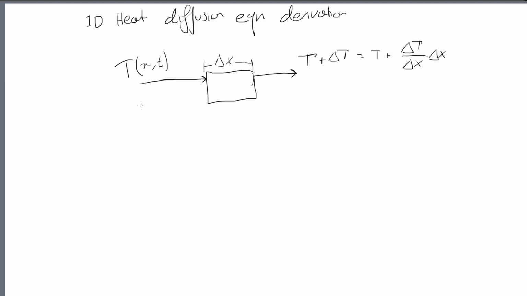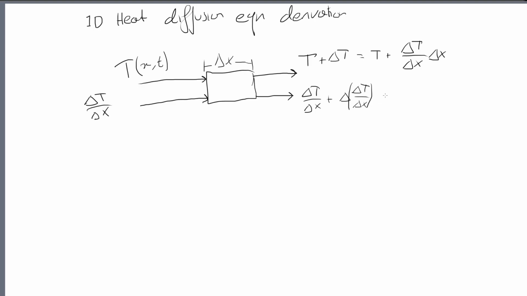We can do the same thing with the inlet temperature gradient. So we can say that the temperature gradient in is delta T by delta x, and you'll agree, I hope, that the outlet temperature gradient, excuse me, is delta T by delta x plus some change in delta T by delta x.